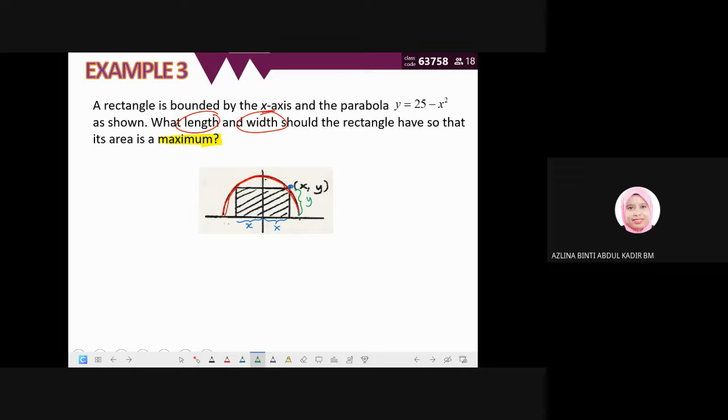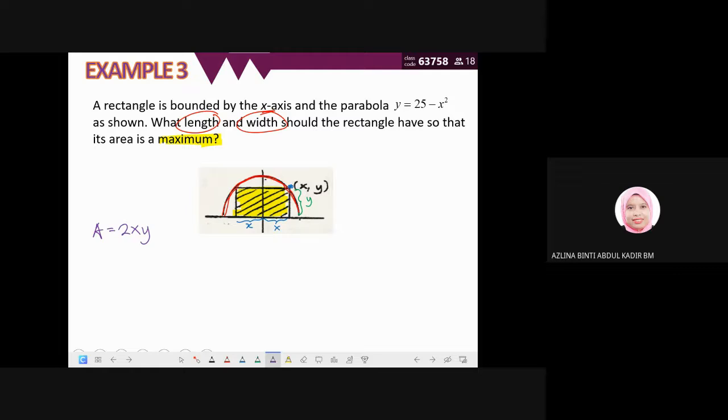Dia dua je sebenarnya kan. Area. Okay, kita boleh cari area of rectangular tu. Okay, that means this one lah, the shaded region. Okay, so area of the shaded region is A is equals to x plus x, so we get 2x times length times dengan width. Alright, so 2x, y.